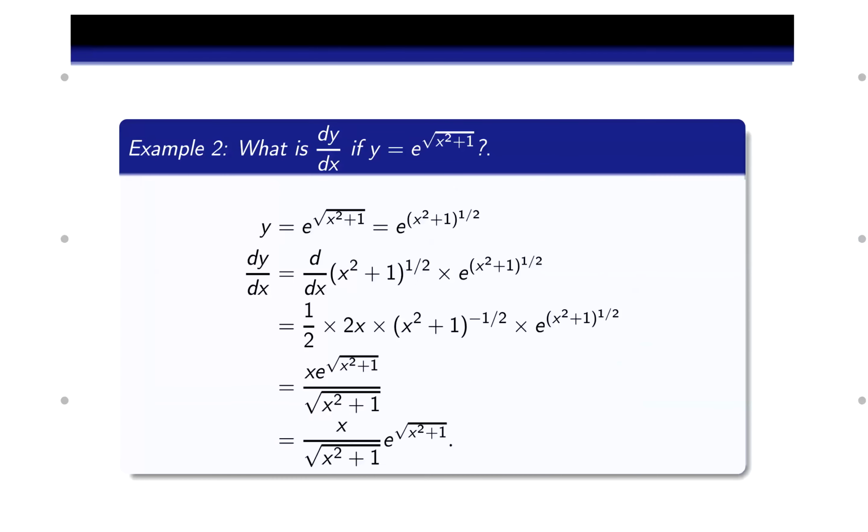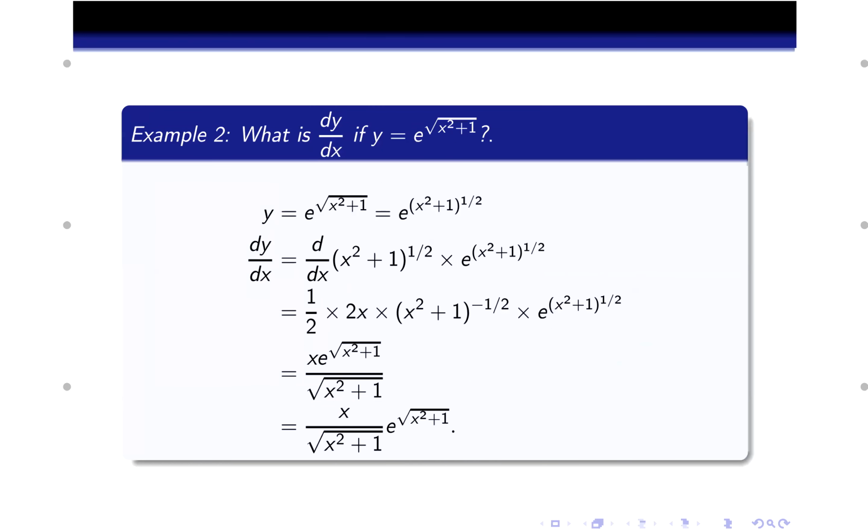What is dy/dx if y is equal to e raised to power square root of x squared plus 1? You can see that I've been coming along with this root x squared plus 1. I've been doing a lot of things with it. I'm just enjoying using that. So you have y equals e raised to power root x squared plus 1. That's like e raised to power x squared plus 1 raised to power half.